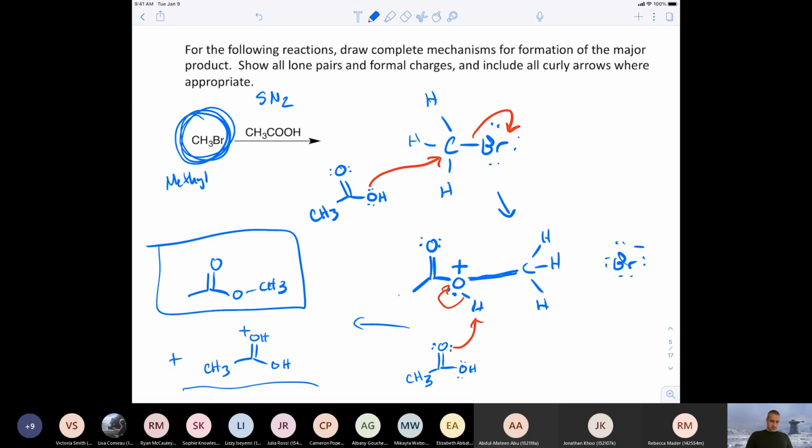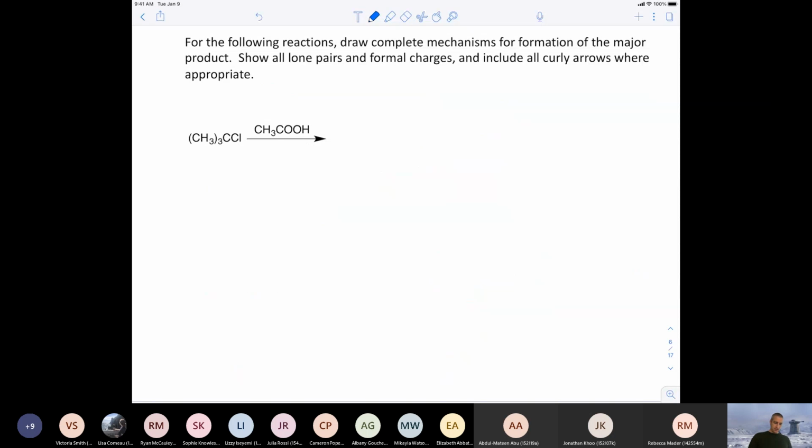Next reaction. Okay, let's draw this thing out. CH3, 3 CH3s and a Cl. And this one also is with acetic acid. What's our starting alkyl halide? Methyl, primary, secondary, tertiary? Yep.